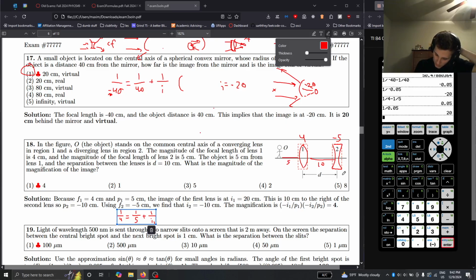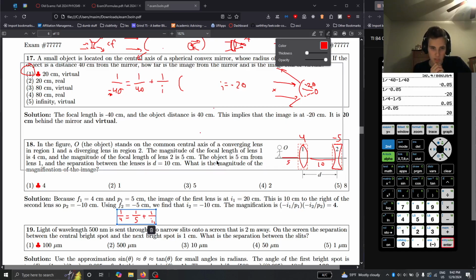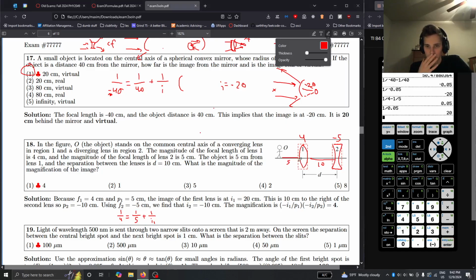Now what this implies is that this image has, at this point, gone so far. Anyway, image distance is I. So that means it's actually 20 to the right of this converging lens. So it's all the way over here, 10 centimeters to the right of the diverging lens.